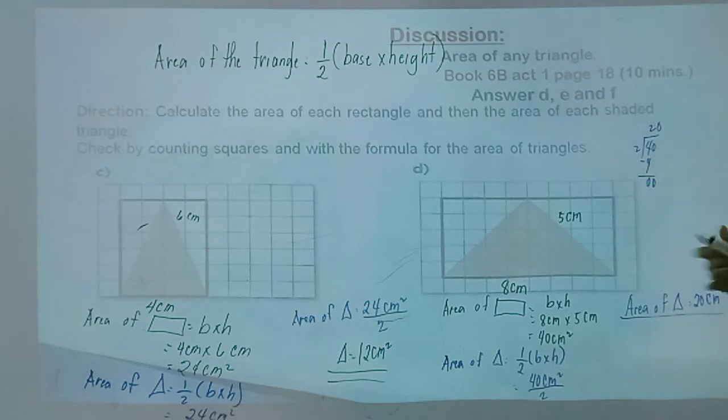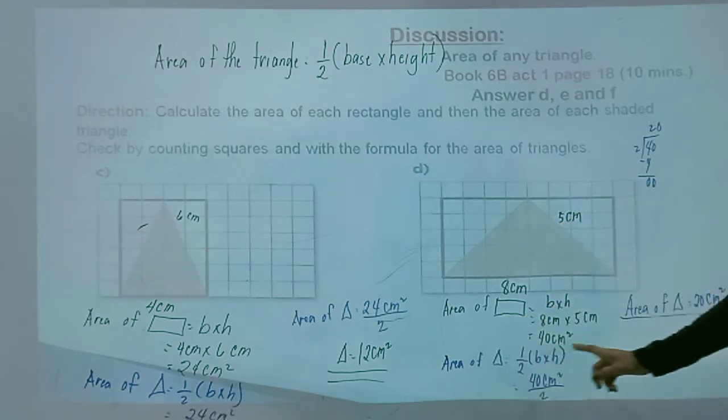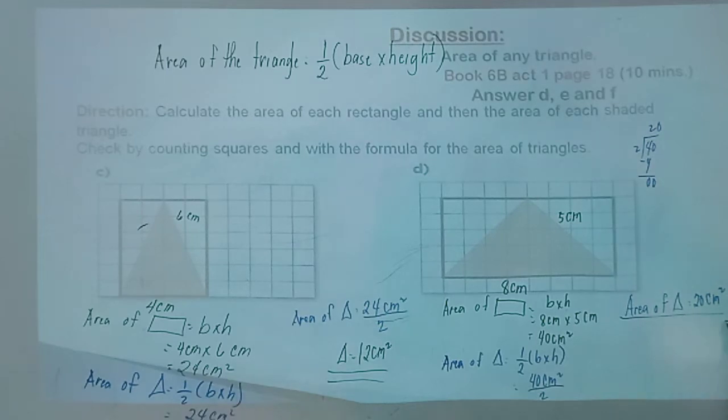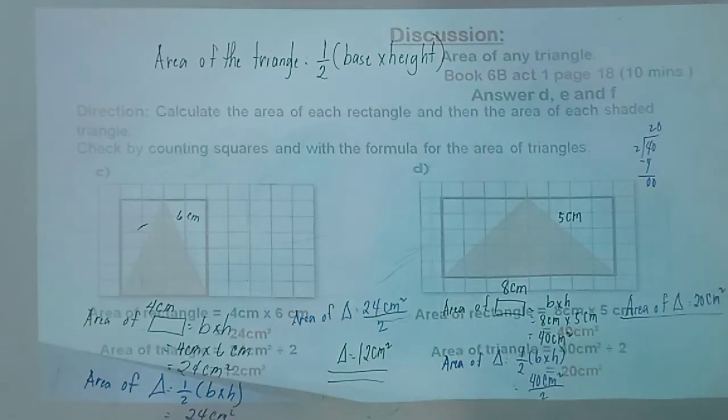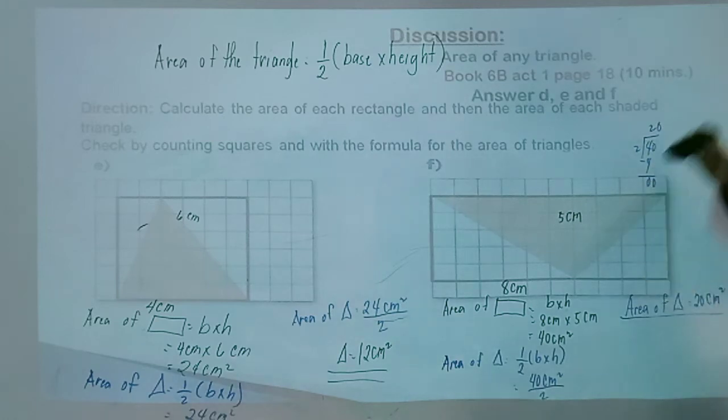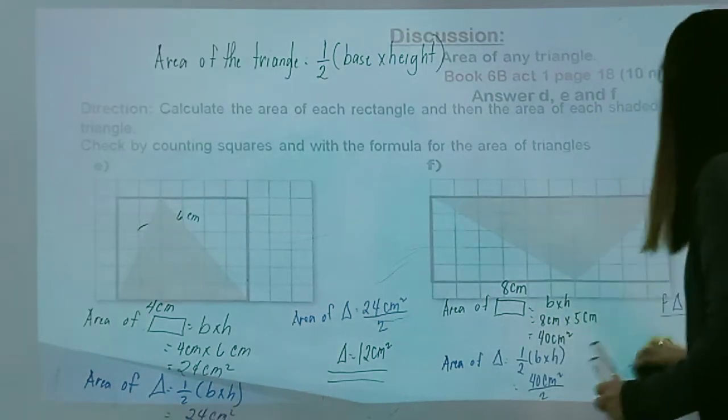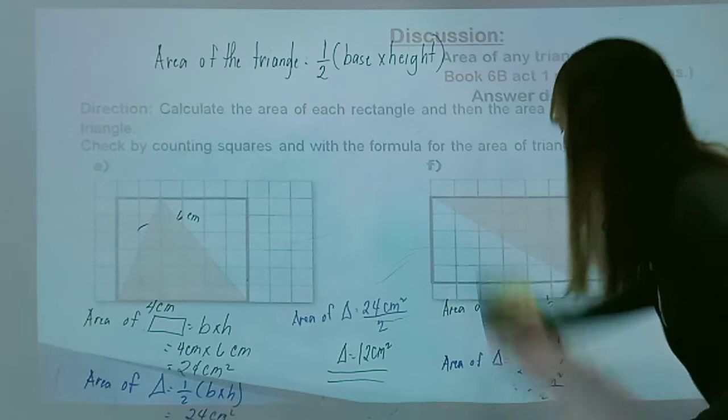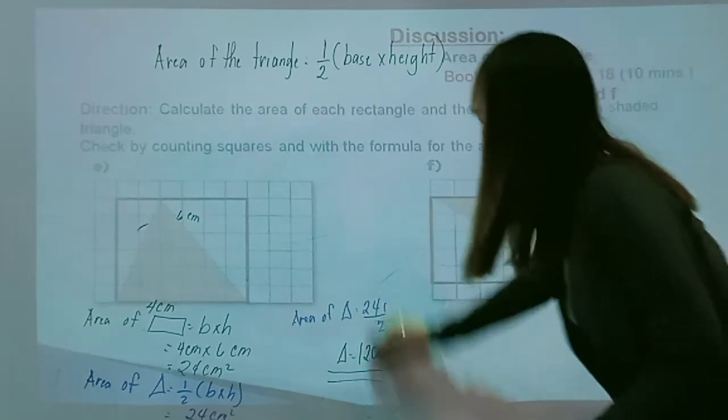Again, for letter D, the area of the rectangle is equal to 40 centimeter squared, and the area of the triangle is equal to 20 centimeter squared. Any question? Okay, so let us proceed to the next slides. For your letter E and F, let us do the letter E and F.